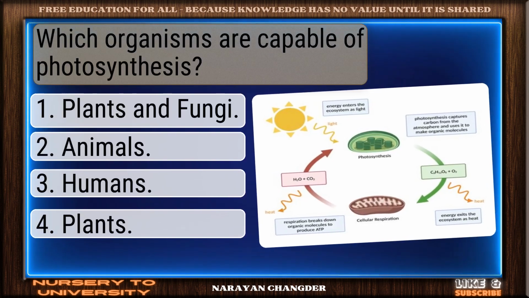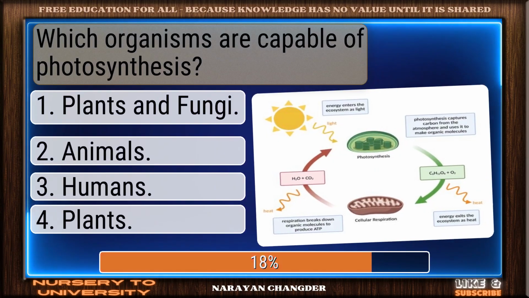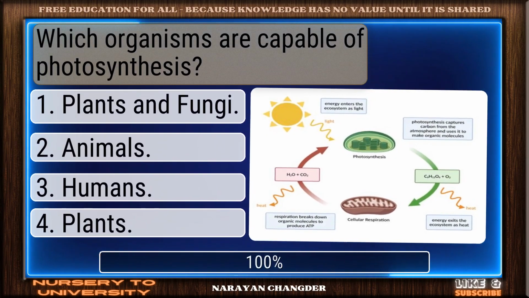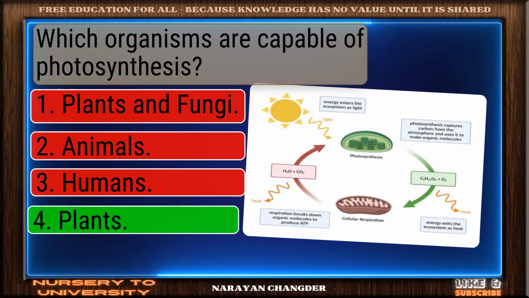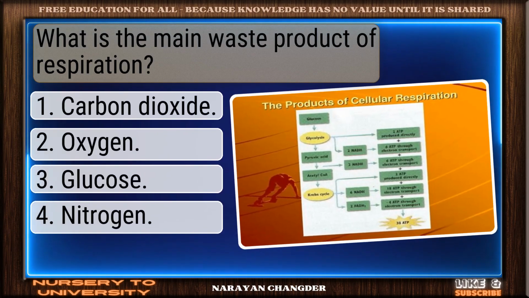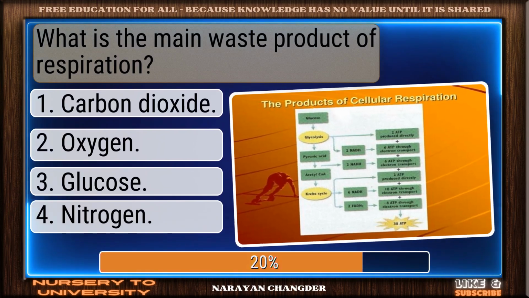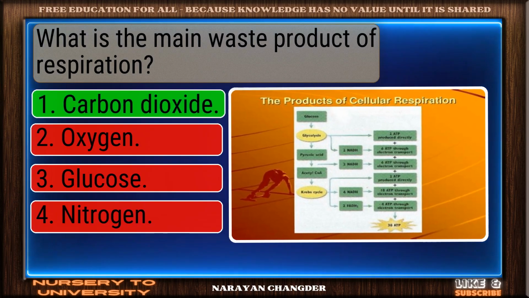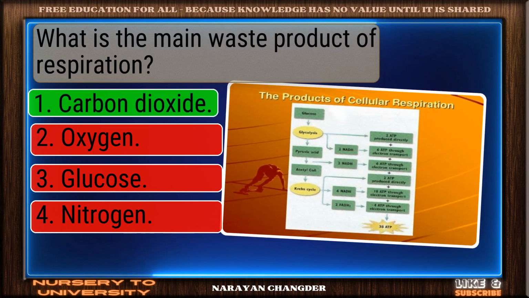Question number 34. Which organisms are capable of photosynthesis? Well reasoned. Plants is the correct choice. Question number 35. What is the main waste product of respiration? Well picked. Carbon dioxide is the correct answer.